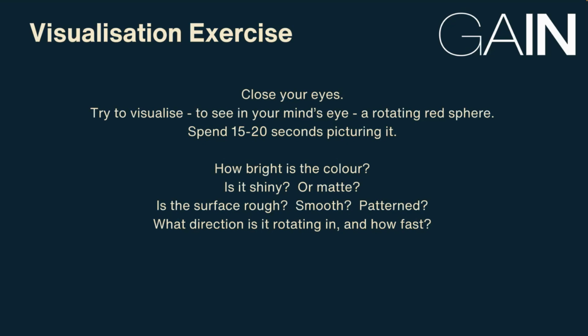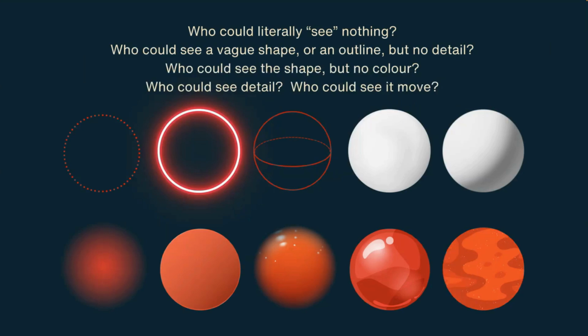Okay, so either physically raising your hands if you want to, or using the Teams chat feature. Please raise your hand if you weren't able to visualize anything at all. Okay, a few hands going up. Please raise your hand if you could see a vague shape or an outline, but not any detail. Okay, a couple more hands going up, brilliant. So how about anyone who could see the shape, but no colour? Please raise your hand. Couple more going up. Big variety going on. Okay, brilliant. And finally, who could see details and could anybody see it move?